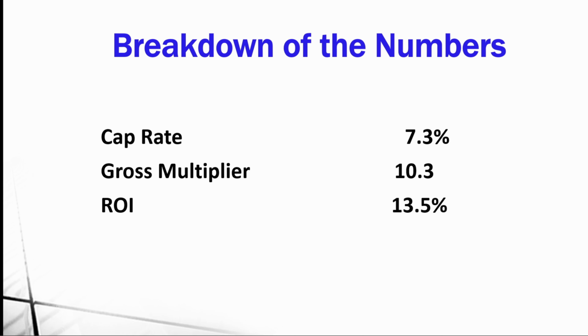So next we're going to look at the cap rate, and we see that the cap rate is 7.3, a low number for the risk. Gross multiplier, so you're looking at 10.3 years roughly to make your money back. Gross multiplier will adjust depending on what your turnover or cost of the property is. And then your return on investment is 13.5.